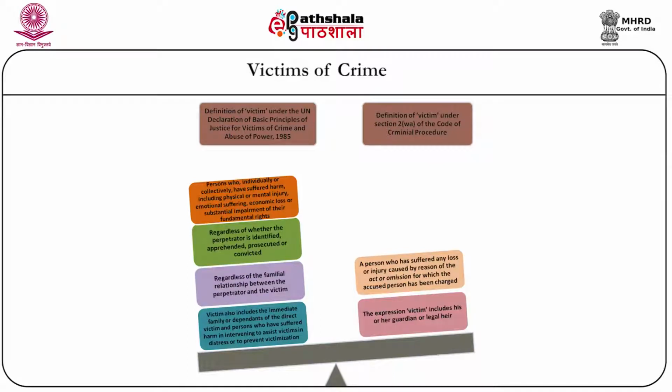Now, if we compare this expression victim, which includes his or her guardian and legal heir as given under the Indian definition, with that of the UN Declaration definition of victims of crime, we will notice that in the UN Declaration, victim also includes the immediate family or dependents of the direct victim and persons who have suffered harm in intervening to assist victims in distress or to prevent victimization.